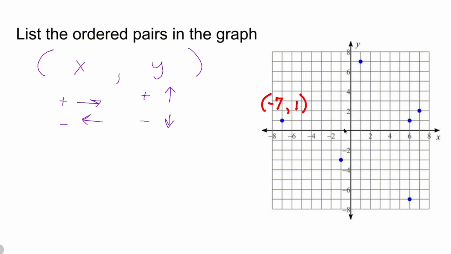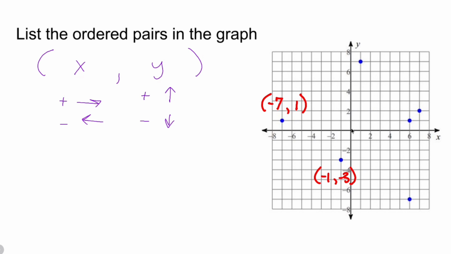Let's move to the next one. I start at 0, 0, and in order to get to this point, I go left 1, then down 1, 2, 3. So left means negative, so left 1 is negative 1. Down 3 is also negative, so negative 3. Left 1, negative 1. Down 3, negative 3. This guy is done.